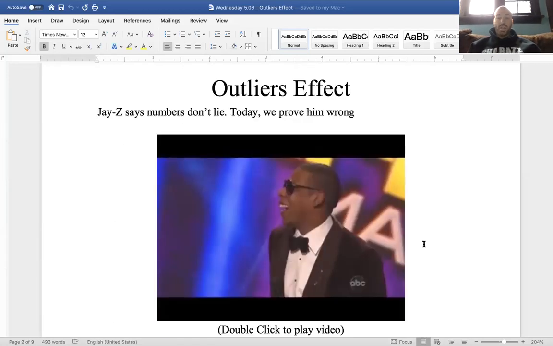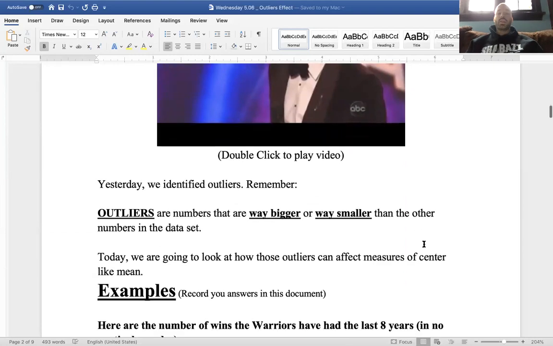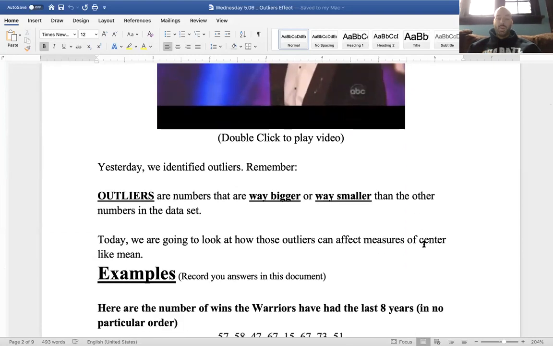Okay. Jay-Z says numbers don't lie. Today, we prove him wrong. Yesterday, we identified what outliers were. Remember, outliers are numbers that are way bigger or way smaller than any other numbers. Today, we're going to look at how those outliers can affect the measure of center or the mean. The example I gave yesterday was how one low test score of like a 20 when everything else was in the 90s is totally going to bomb your grade. That's what an outlier does. It totally changes the average to make it way bigger or way smaller.